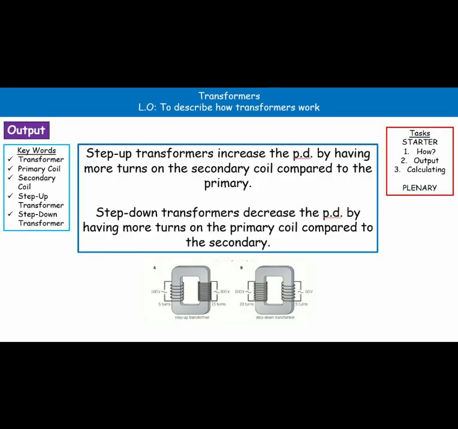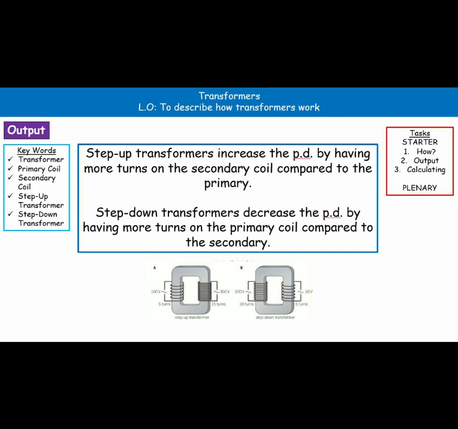The last thing we need to know then is that when we're talking about transformers, we've got 2 types. We've got step-up transformers and step-down transformers. Now the key difference between these is what they do to the potential difference. So a step-up transformer is going to increase the potential difference, whereas a step-down transformer decreases the potential difference. So the kind of hint is in their name there. So step up increasing, step down decreasing.